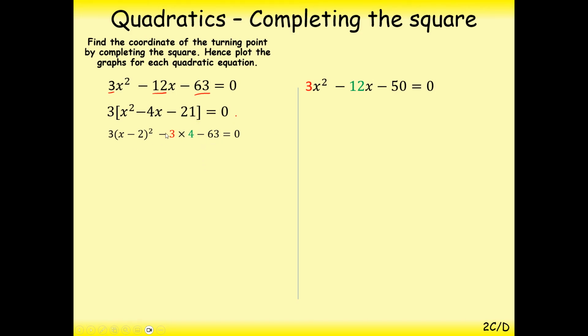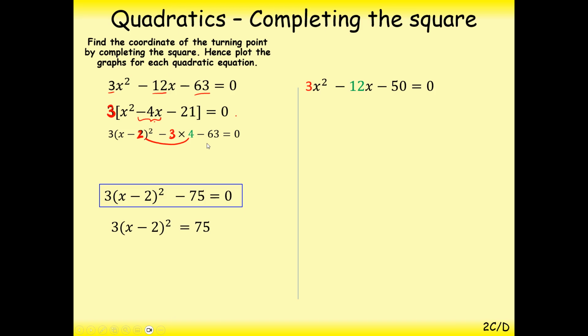So what you have is that you're dividing this -4 by 2 and you're putting it inside the bracket here. Then you have a 2 squared, which is this 4 here, and this 3 is the 3 outside of the bracket. So the red 3 is there. That's why you end up with -12 -63. You leave the 63 as it is. Alright, then -12 -63 will give you -75.